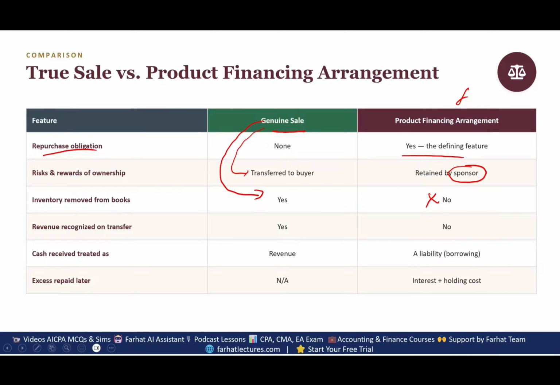Revenue recognized on transfer, yes. If it is a sale, revenue. If it's financing, no revenue. Cash received is treated as, if it's a genuine sale, revenue. If it's not, some sort of a liability, borrowing. Excess repaid later, you're not buying it back. You might have to pay interest plus a holding cost.